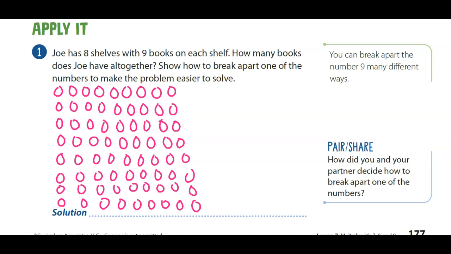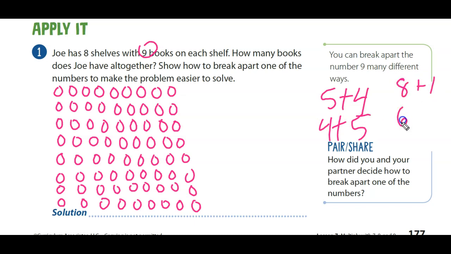Okay. Then it says show how to break apart. Obviously I have 9 books in each row, right? So I have 9 columns. I need to break apart the 9. So what 2 numbers get added together to get 9? 5 plus 4. What else? Can I do 4 plus 5? Okay. What else? 8 and 1. 6 plus 3. Or 3 plus 6. Or 1 plus 8, right?